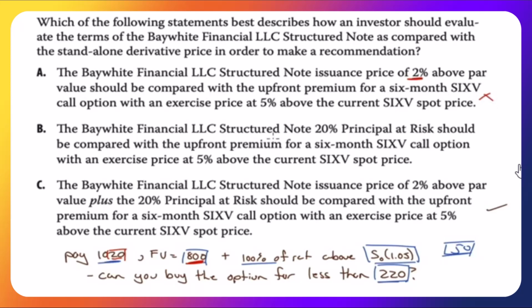The Bay White Financial LLC structured note 20% principal at risk should be compared with the upfront premium for a 6-month SIXV call option. Well, this is just the 20%. What about the extra 2%, right? We can get rid of that one. The Bay White Financial LLC structured note issuance price of 2% above par value plus the 20% principal at risk should be compared with the upfront premium for a 6-month call option with an exercise price at 5%. Yeah, because you've got to make the whole thing back. The 20% from 800 to 1,000, but we're paying a 2% premium, so you've got to make it back to 1,020. So if you can buy that call option for less than $220 for 6 months, you should do it, and I guarantee you, you can buy it for less than that.